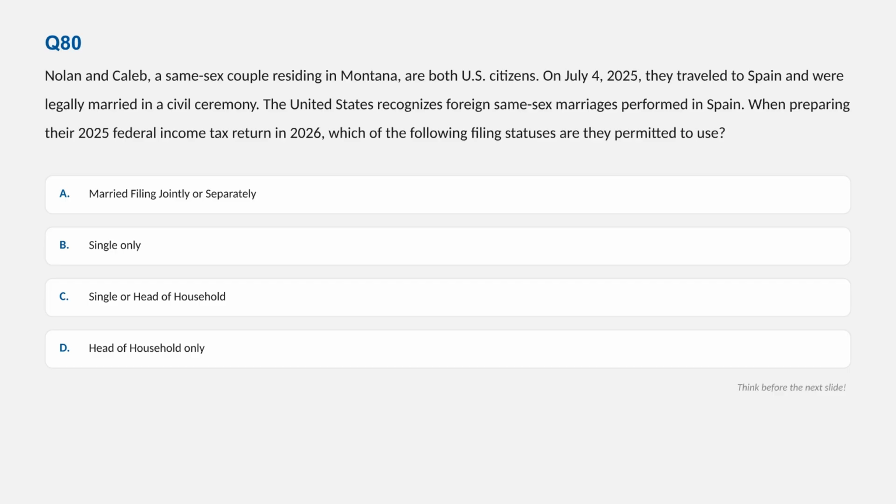A. Married filing jointly or separately. B. Single only. C. Single or head of household. D. Head of household only.